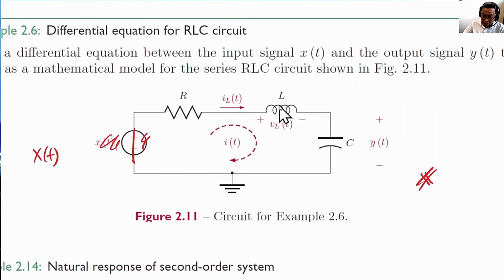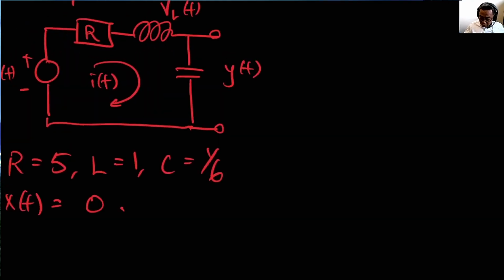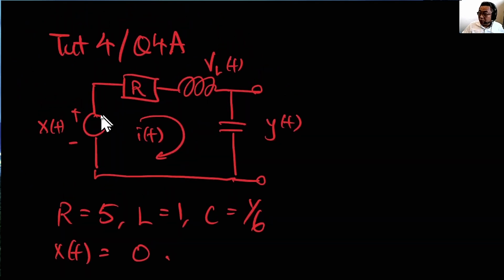the differential equation. I now redraw the circuit, and we have the source, the resistor, the inductor, the capacitor, and the current running across, with resistor 5 ohms, inductor 1 Henry, capacitor 1/6 farad. Let's begin.